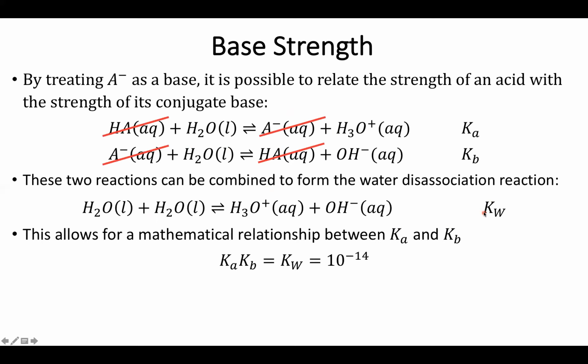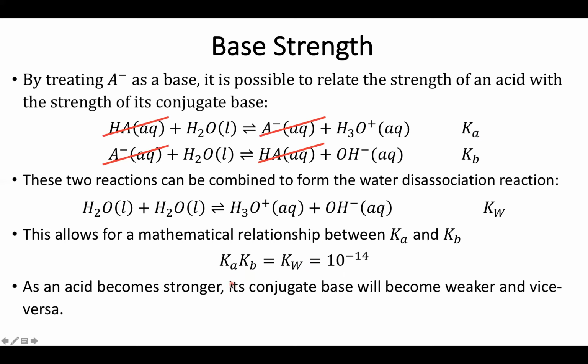Now, what this allows for is to develop our mathematical relationship. If I add two reactions together, it means I multiply the equilibrium constants. So Ka times Kb gives me Kw. So again, multiply these two together, and they should equal 10 to the negative 14th. So as my acid becomes stronger, my Ka gets bigger. That means my Kb has to become weaker. Similarly, if I have a strong base, large Kb, my conjugate acid is going to become much weaker.